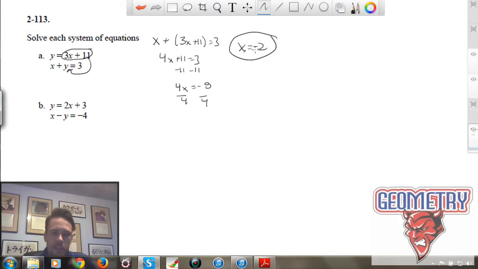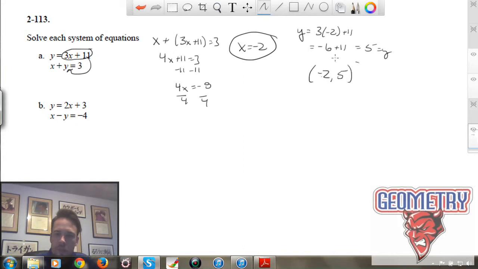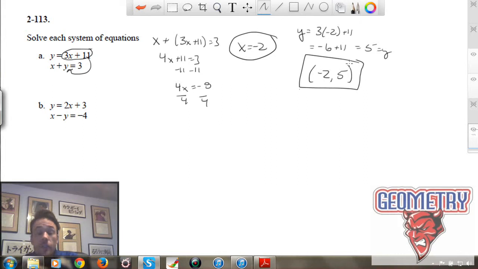Now that we know that x equals negative 2, let's plug that back into this first equation. So y equals 3 times negative 2 plus 11. 3 times negative 2 is negative 6. Negative 6 plus 11 is 5. That's the value of y. So a solution for the first system is x is negative 2, y is 5. We write it as a coordinate, negative 2, 5.